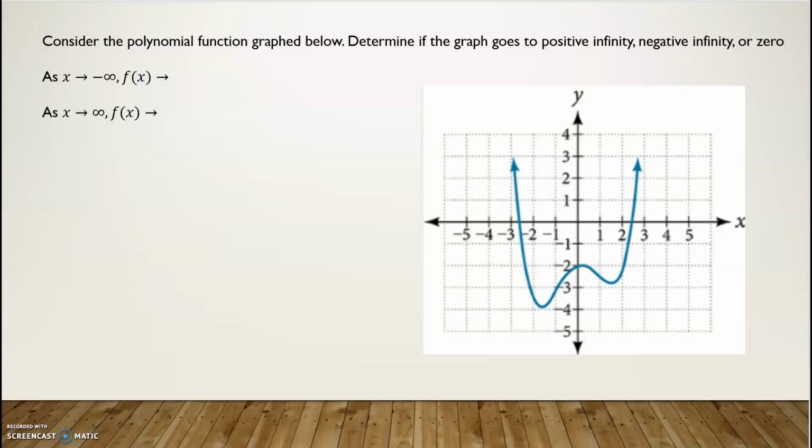Okay, consider this polynomial function graph below. Determine if the graph goes to positive infinity, negative infinity, or 0. As x goes to negative infinity, going this direction, our function is going upwards to positive infinity. As x goes to positive infinity, going this direction, our function is again going up to positive infinity.